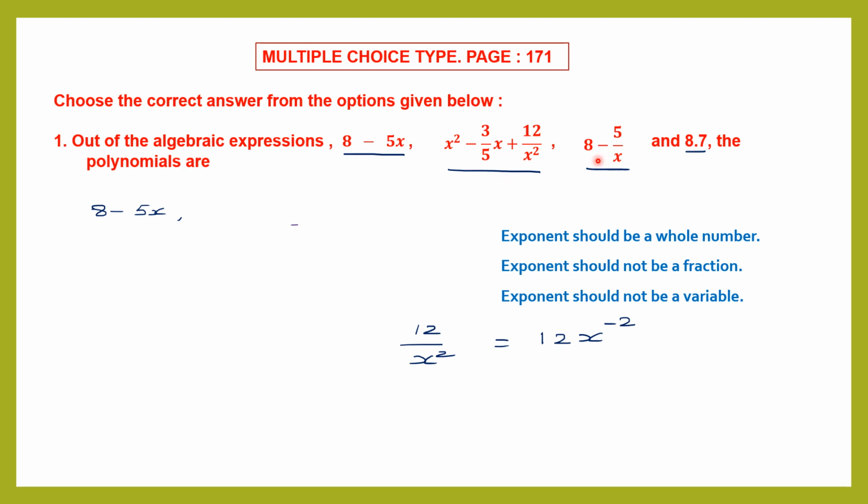Now here we have 8 minus 5 by x. Here also x is in the denominator. When I take it up, it becomes x to the power of minus 1. So again, this is also not a polynomial. Next one is 8.7. That's a decimal number. That is correct. You can call it a polynomial. So the expressions here that are polynomials are only 8 minus 5x and 8.7, and that is option 3. So our answer is option 3.